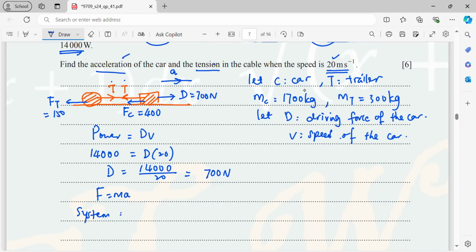Since the whole motion is towards the right side, towards the right side is considered positive. That means the forces towards the right side will be positive as well. So here I get D minus Fc, then minus Ft, because Ft and Fc are in the opposite direction of the D, equals M, where M here is the total mass, times A. And now we need to find out what is the A.